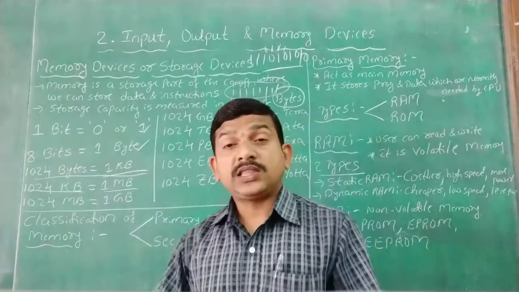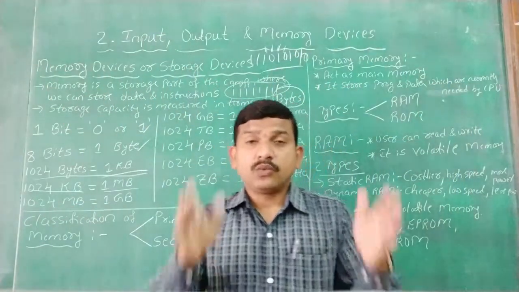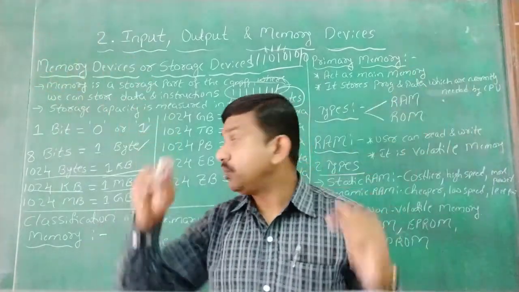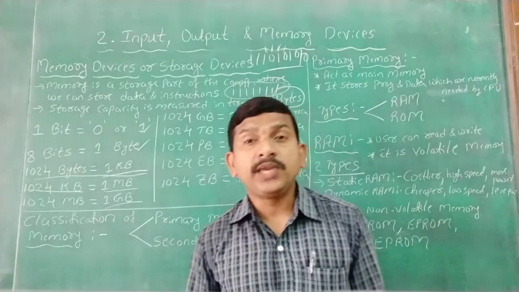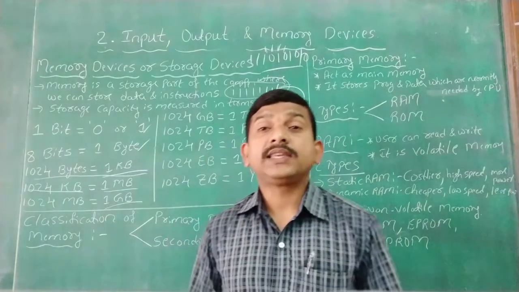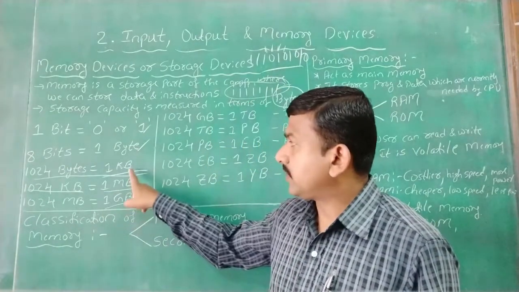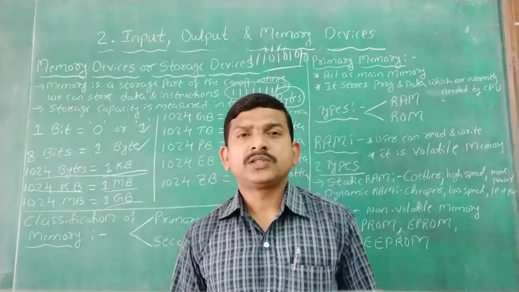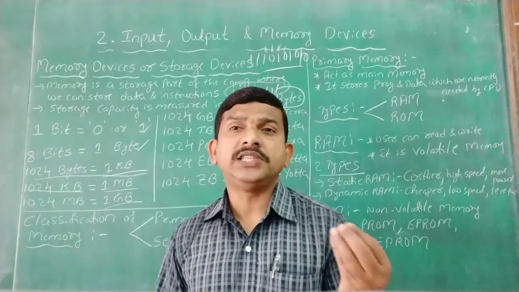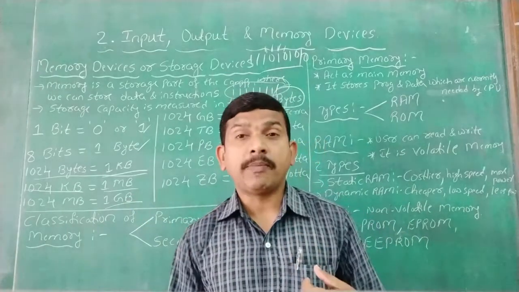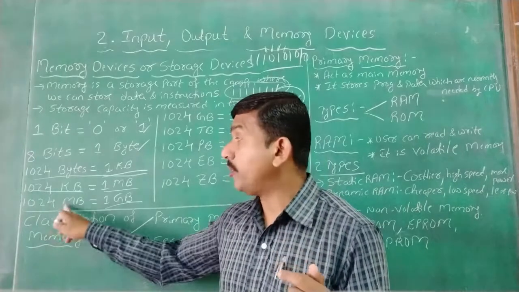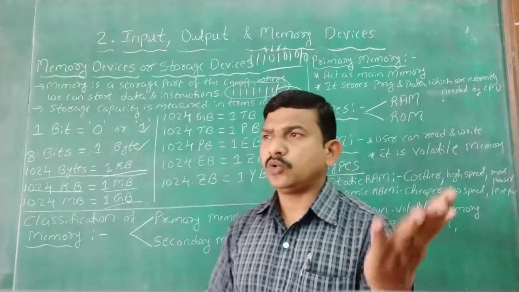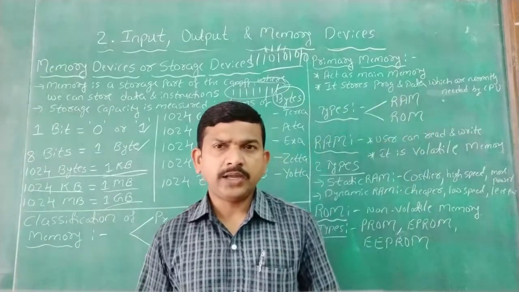Suppose 1024 MB, 1 MB, 2 MB, 3 MB, 1024 MB, then we say that it is 1 GB. GB is nothing but gigabyte. Yes? Kilobyte, megabyte, gigabyte. 1 GB. Nowadays this is a common word, GB. G stands for gigabyte. So 1 GB means how many MB? 1024 MB. So we know that today 1 GB data is free.